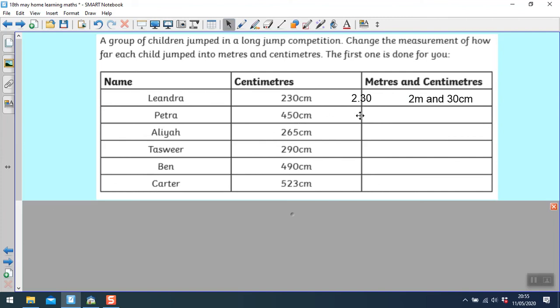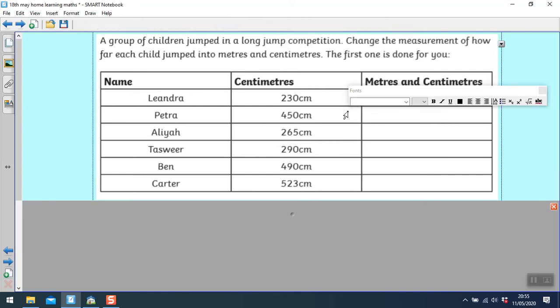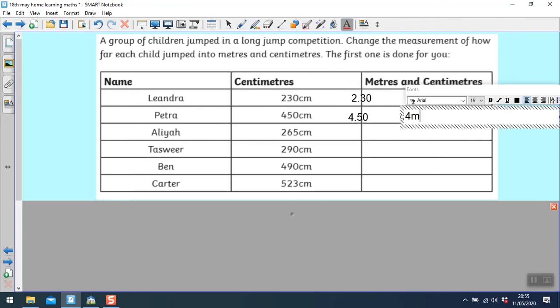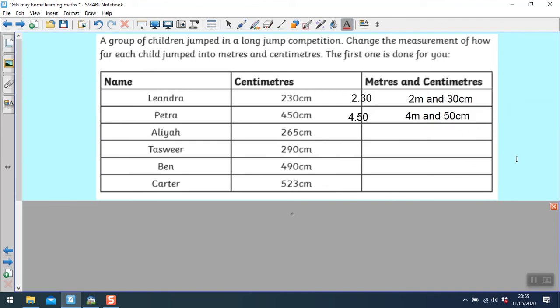450 divided by 100 equals 4.50, which is the same as 4 metres and 50 centimetres. Pause the video while you complete the last 4.